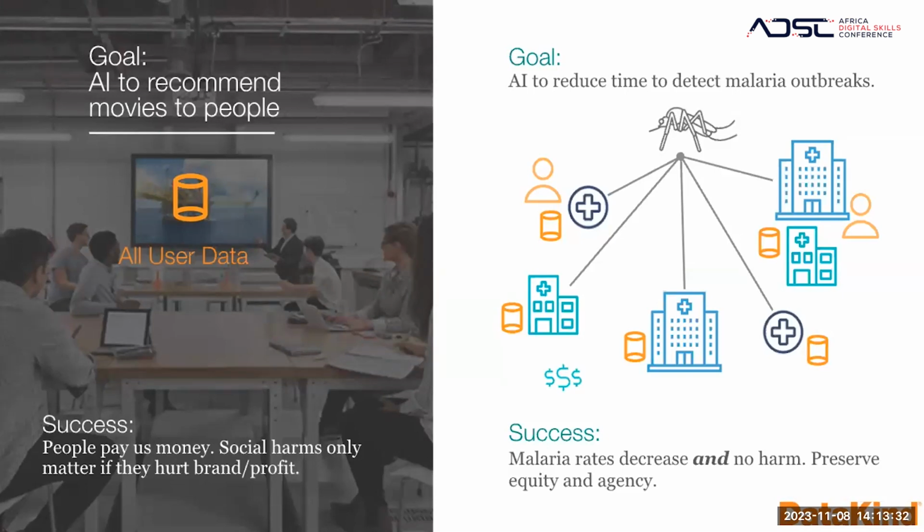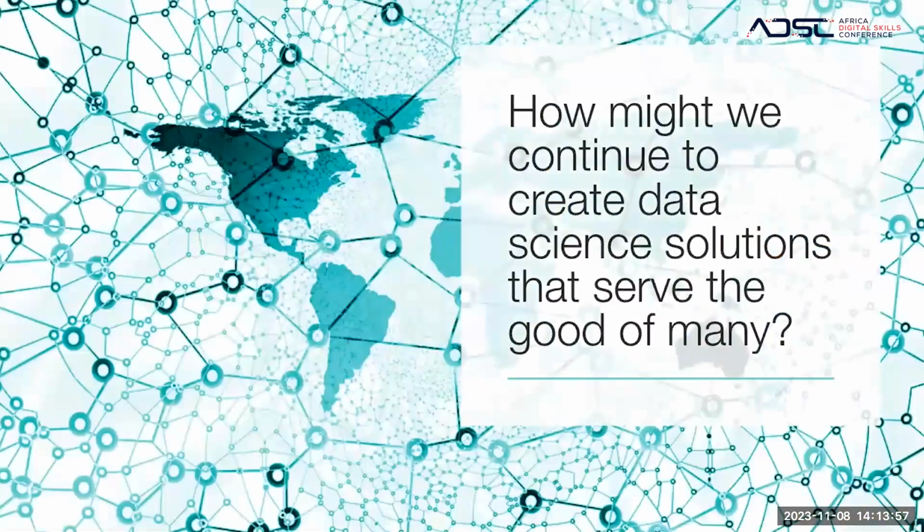And then on the flip side, reducing the time to detection of malaria outbreaks definitely is a wicked problem. We see success only when malaria rates decrease and our solution does no harm. And a solution must preserve equity and agency. What works for one hospital or one country might not work for another. And a true global solution would need to utilize hundreds of data sets, features, and outcomes.